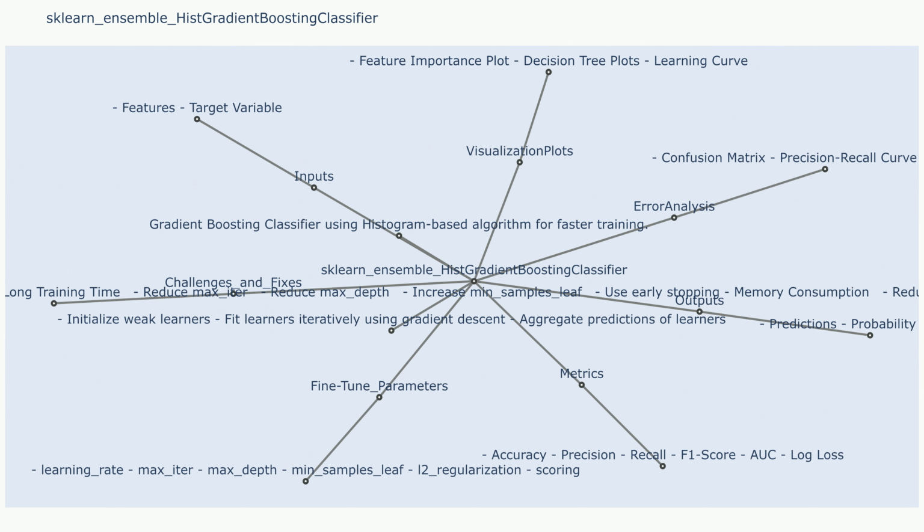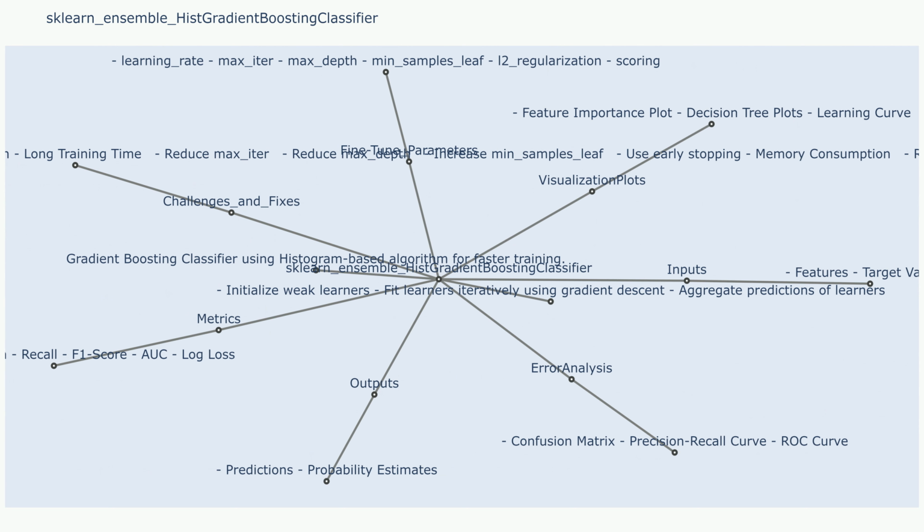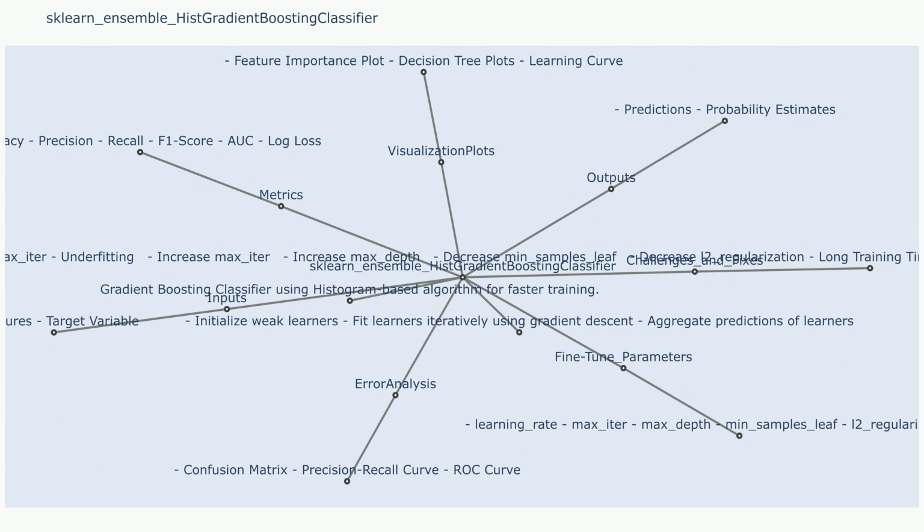Challenge 1. Overfitting. The model may perform well on the training data but generalize poorly to unseen data. Sample use case that resulted in challenge 1: using a high learning rate and large max depth. The model might memorize the training data and fail to capture general patterns. Fixes to challenge 1. Reduce the learning rate. Decrease the maximum depth of trees, max depth. Increase the minimum samples per leaf, min_samples_leaf. Use early stopping based on a validation set.